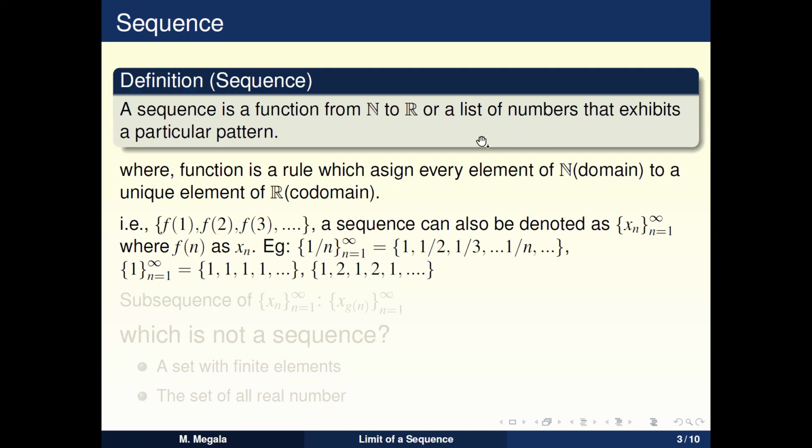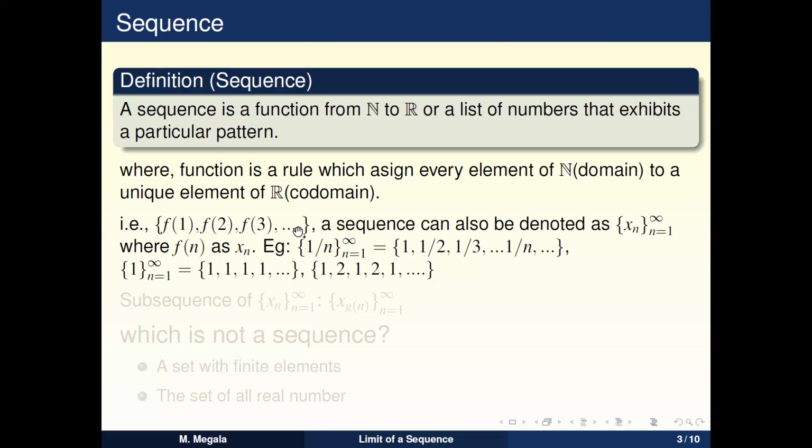A sequence is a function from the natural numbers to the real numbers, or a list of numbers that exhibits a particular pattern. A function is a rule which assigns every element of the domain to a unique element of the codomain. So the elements of the sequence can be denoted as f of 1, f of 2, f of 3, because natural numbers go from 1 to infinity. These images are called the entries or elements of the sequence. A sequence can also be denoted as x_n, n equal to 1 to infinity.